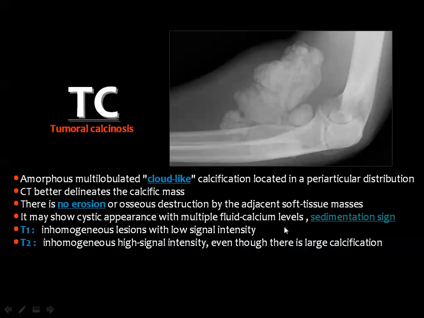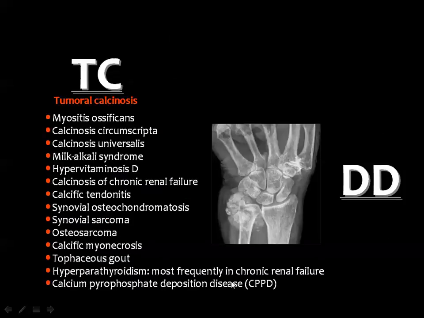Sometimes these lesions may, on MRI, show fluid levels due to what is known as milk of calcium fluid levels. In the T1, they are inhomogeneous of low signal intensity, of course, and in the T2, they show heterogeneous signal intensity with foci of calcification or ossification showing low signal.